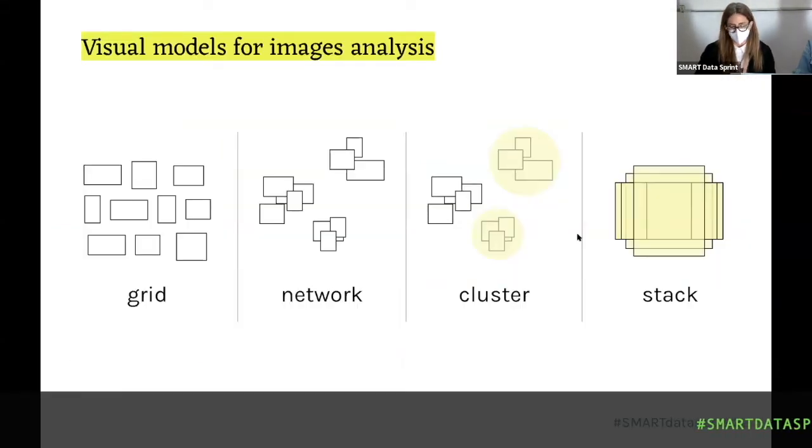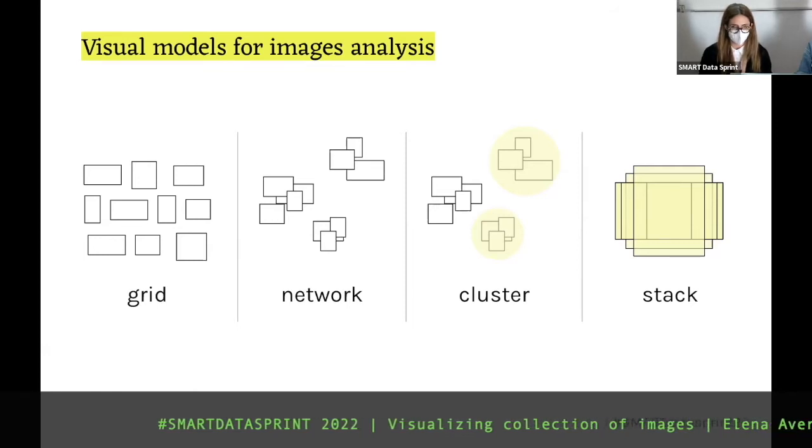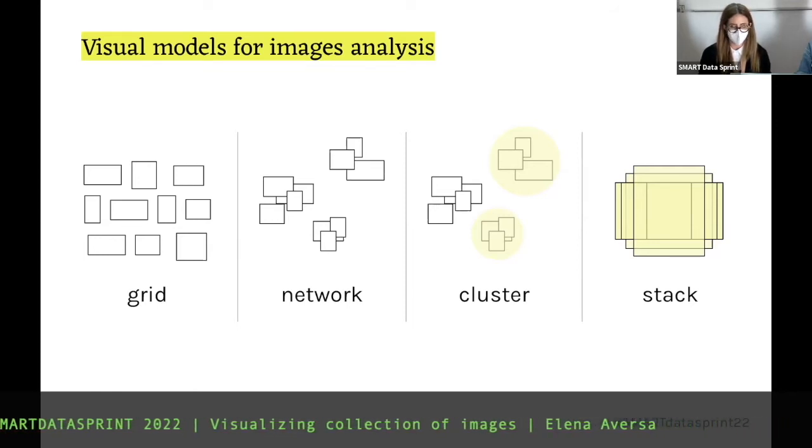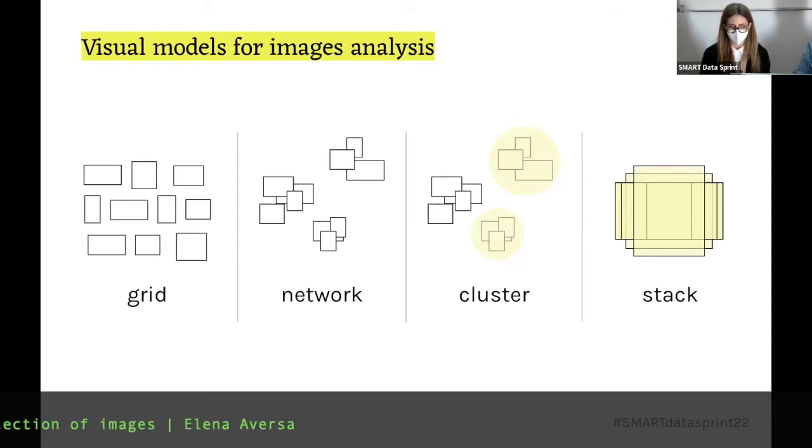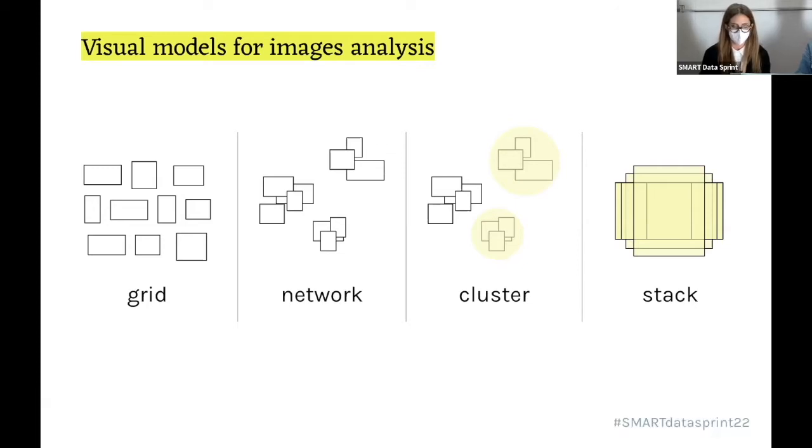So, to recap what we said so far, the visual models used to perform image analysis are mainly these four, which are grids, networks, clusters, and stacks. As you can see from the screen, networks and clusters can seem very similar. It's important to understand the difference between networks and clusters because they can seem similar, but effectively they are telling two different pieces of information.